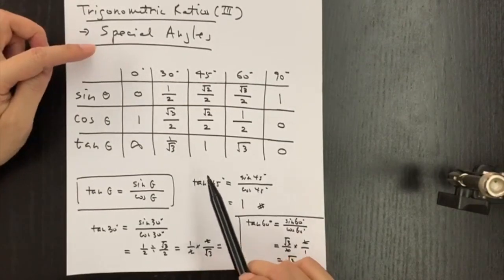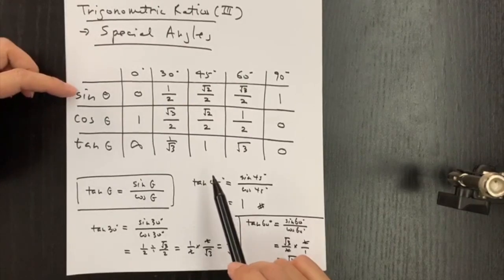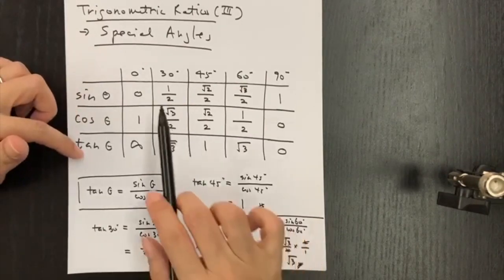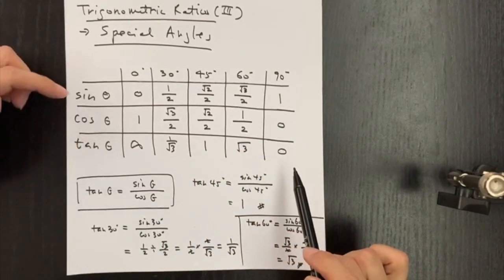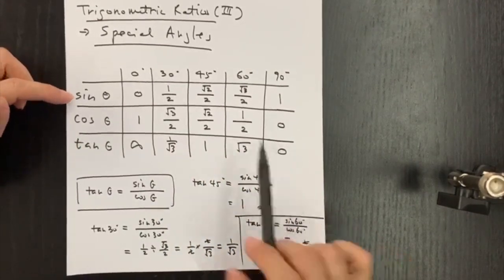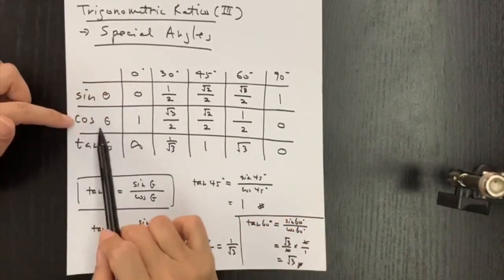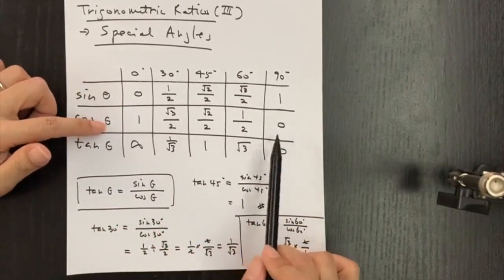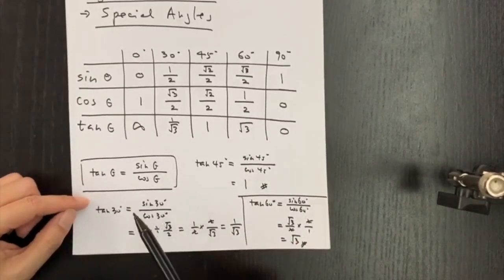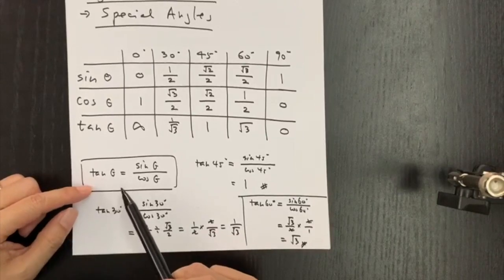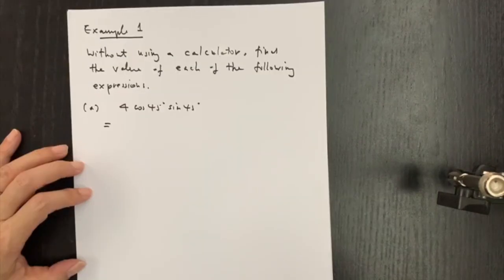Okay, so therefore in today's topic about special angles, we are going to find the sine, cosine, and tangent for these special angles without using a calculator. So once again, look at sine. Sine is getting bigger in this way, and cosine is getting smaller. For tangent theta, we need this identity, saying that tangent theta is always the same as sine theta over cosine theta.